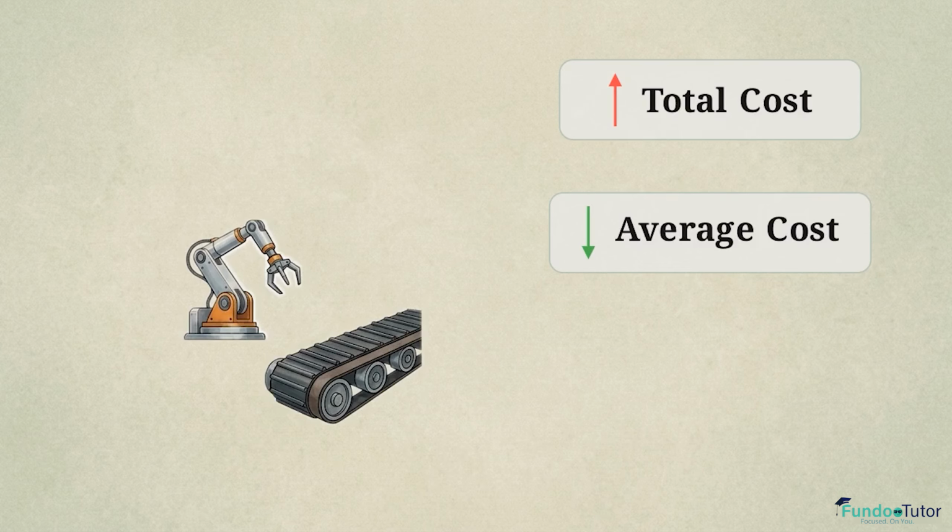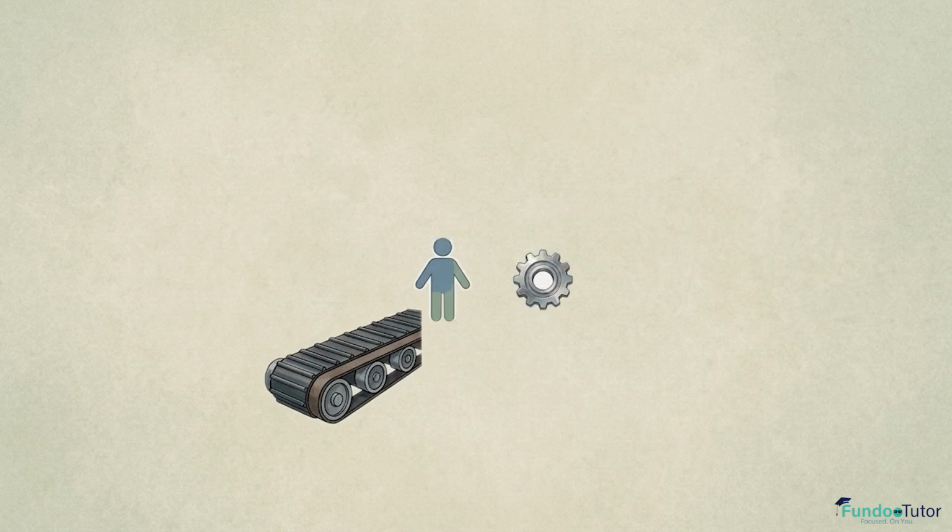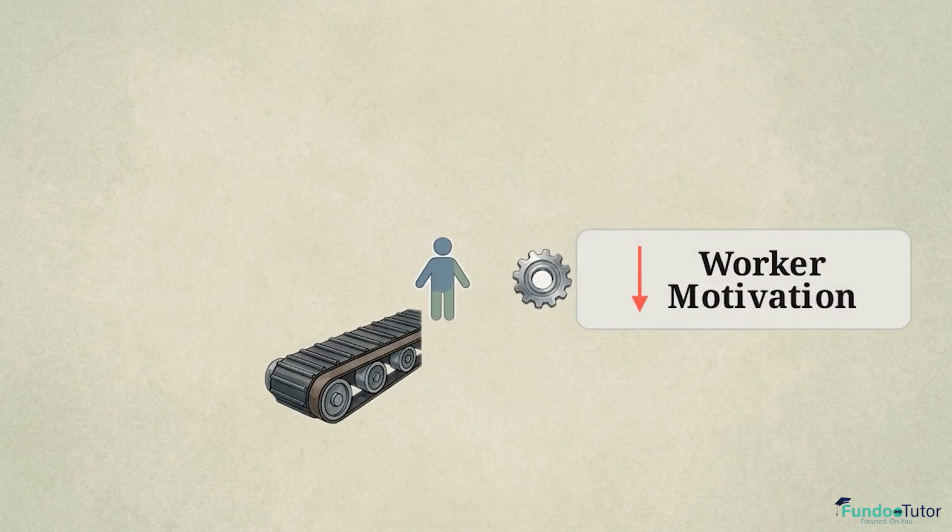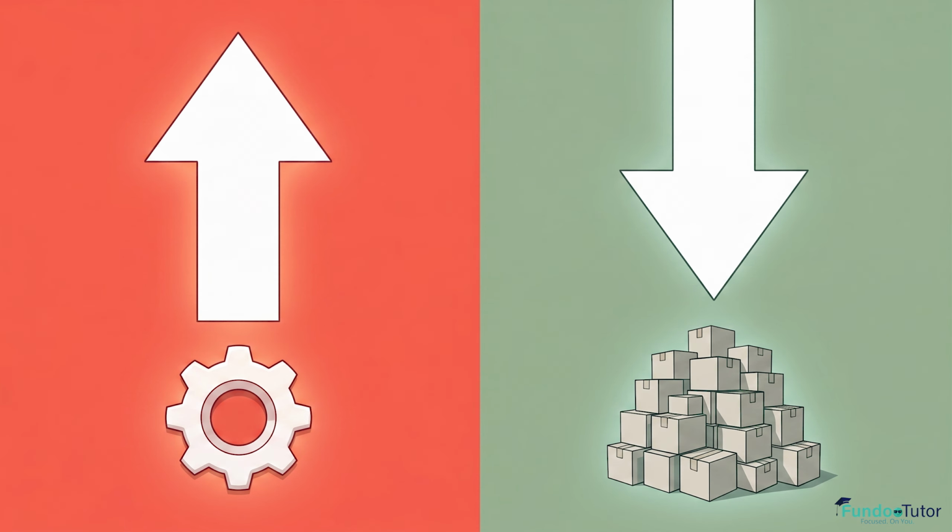While efficiency improves, the individual worker is left performing the same motion over and over. As a result, worker motivation will decrease. For Paper 1, remember this. Mechanization typically means total costs go up, but average costs drop due to the massive boost in units produced.